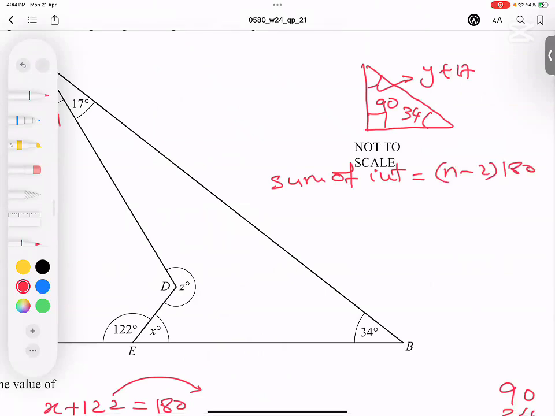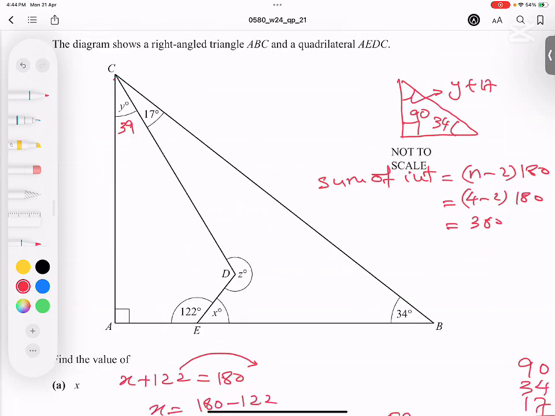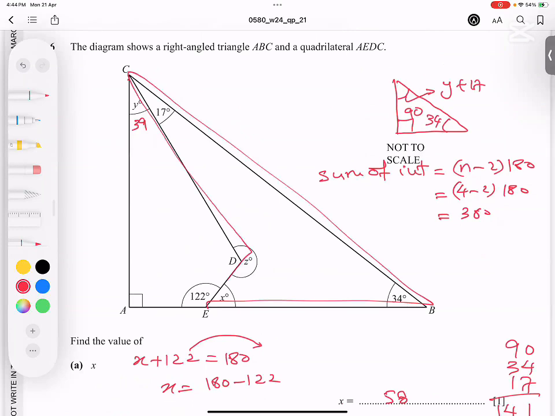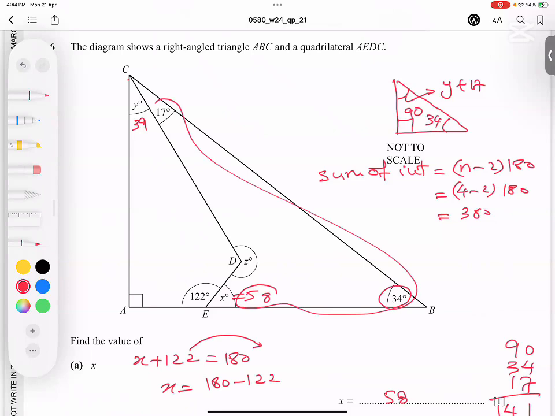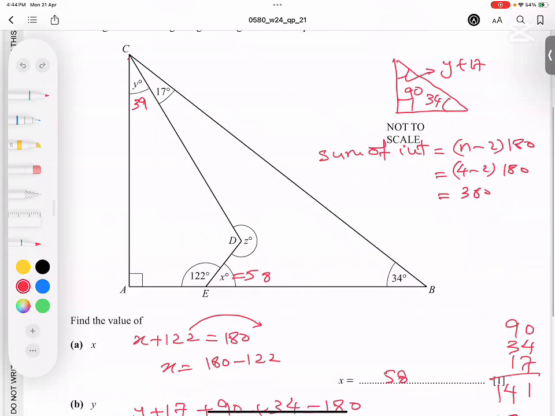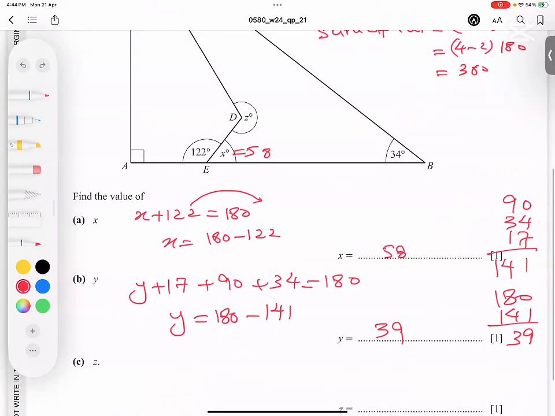So for a four-sided figure, if I plug in 4 in the place of n and multiply, I get 360. It means 1, 2, 3, 4: for a four-sided figure, the sum of the angles is 360. So how do we write the z value? I already have 58. 58 plus 34 plus 17 plus z equals 360, which I'm going to write now.